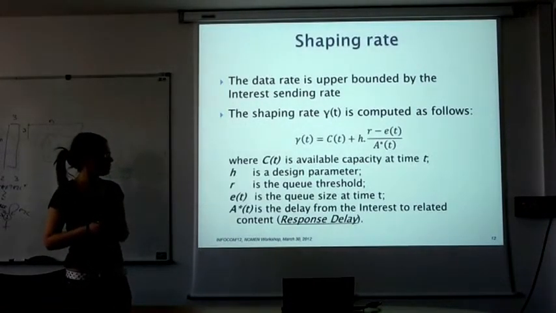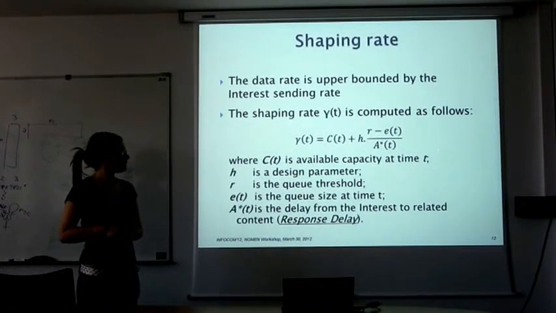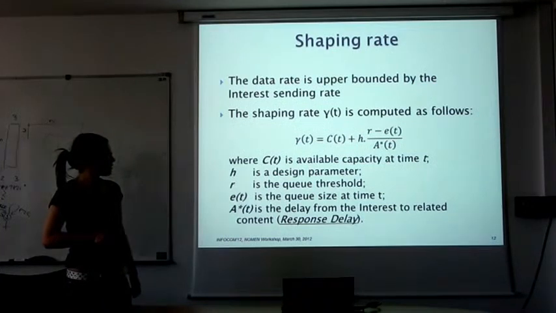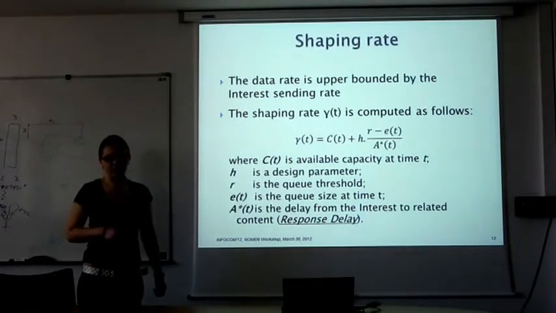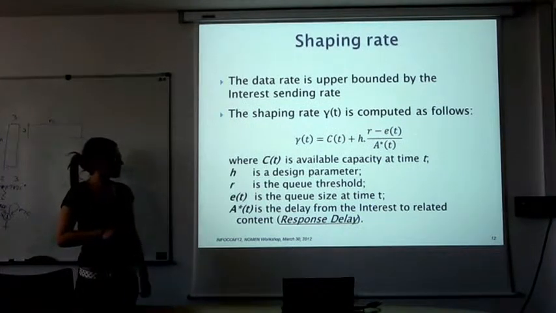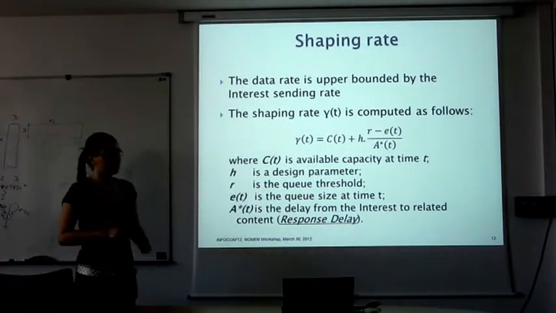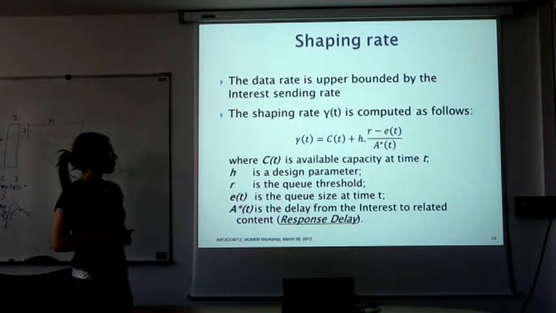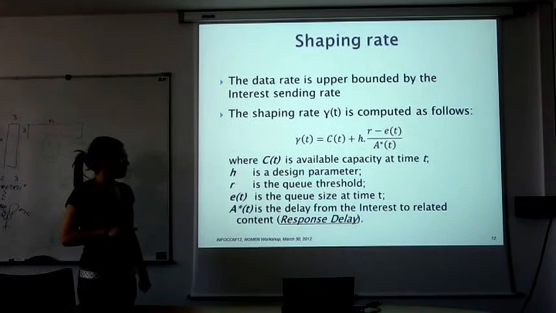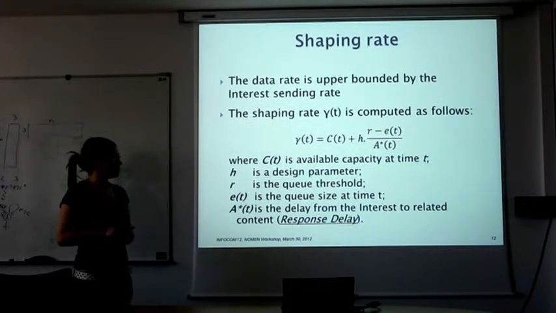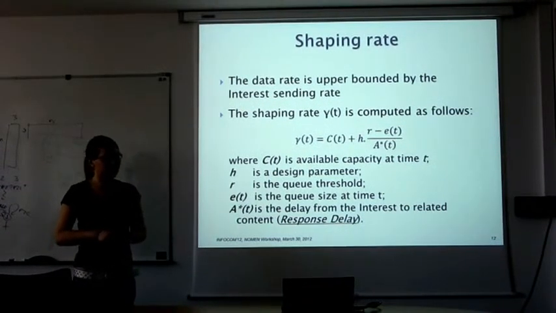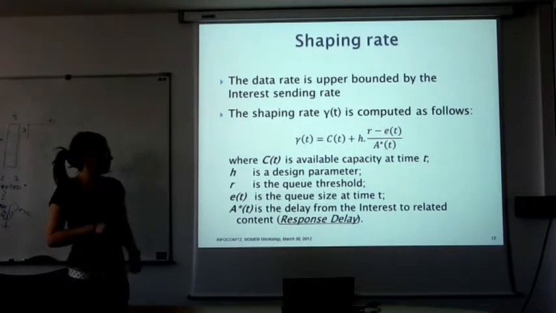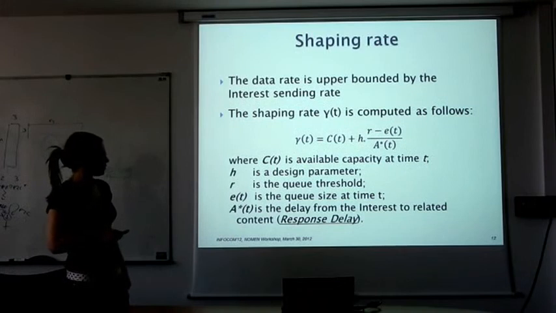The shaping rate computation process uses this equation that consists of two parts. The first part of the equation is the available capacity to send the chunks at time t, and the second part is the left buffer capacity to keep the chunks. We can see that if E of t, the number of chunks in the queue, is higher than the threshold, this part becomes negative, and we must decrease the shaping rate. In the other case, the shaping rate will be increased.